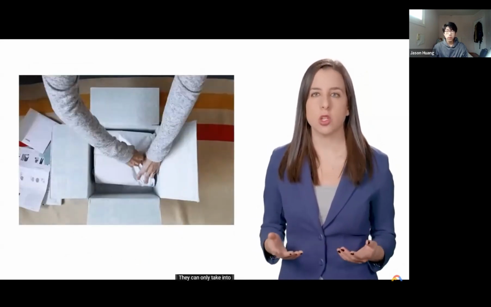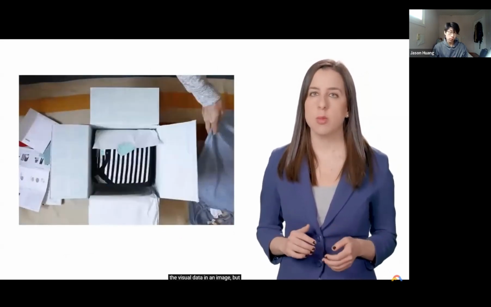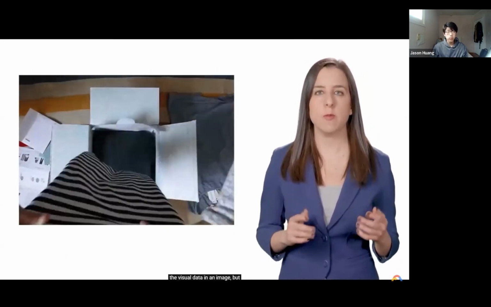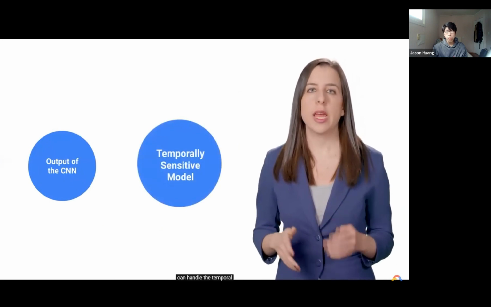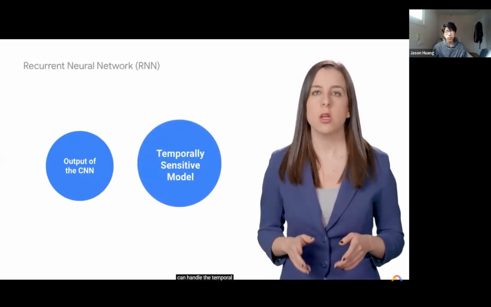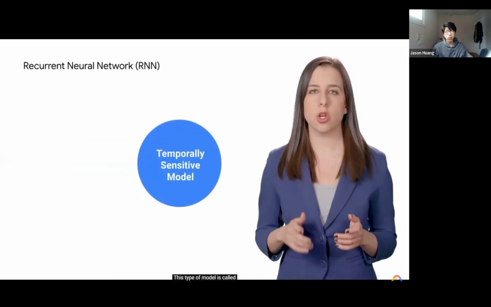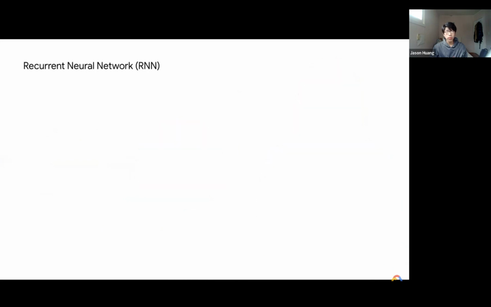This is where CNNs come up lacking. They can only take into account spatial features, the visual data in an image, but can't handle temporal or time features, how a frame is related to the one before it. To address this issue, we have to take the output of our CNN and feed it into another model which can handle the temporal nature of our videos. This type of model is called a recurrent neural network, or RNN.